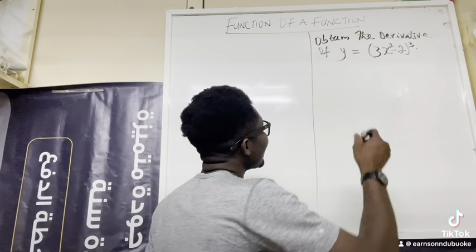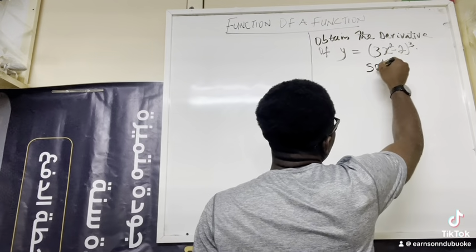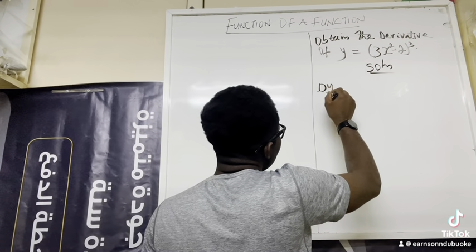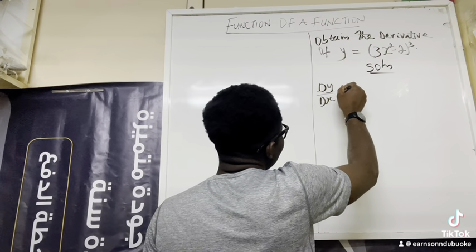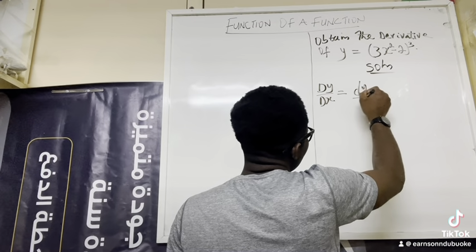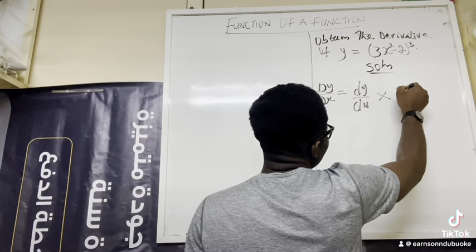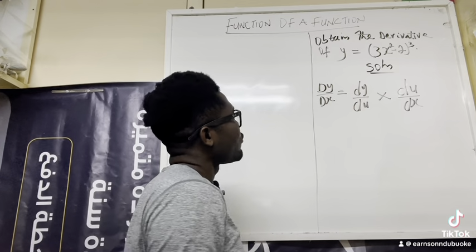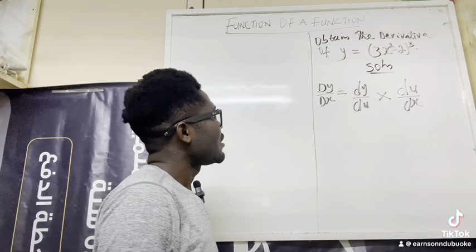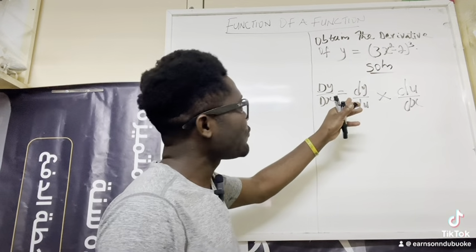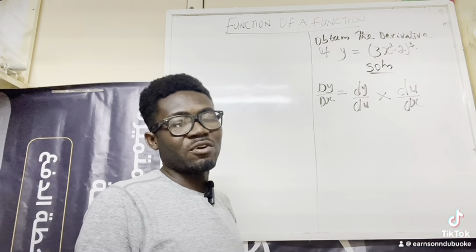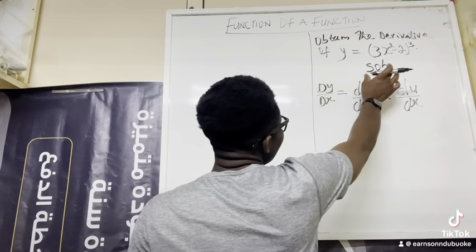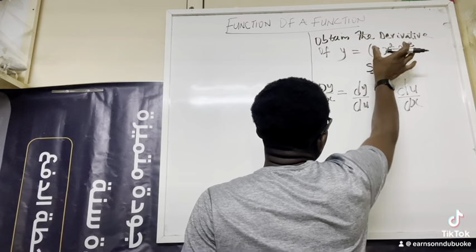From here, if you say solution, since you're talking about function of a function, dy over dx is equal to dy over du times du over dx. This is the formula for function of a function. That is to say that y is a function of u and u is also a function of x. So from here, you are going to use the general formula to differentiate this.